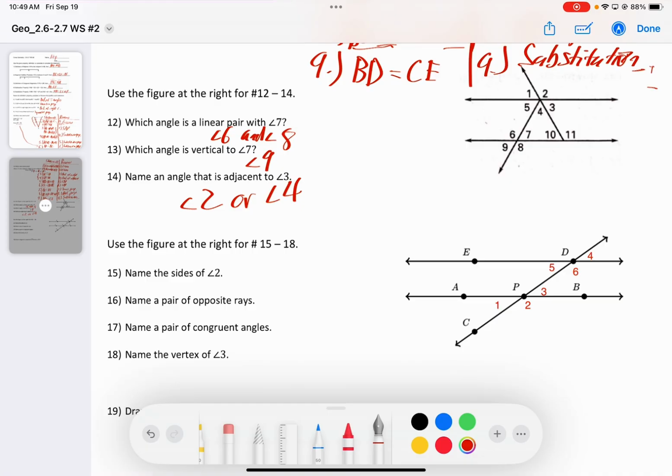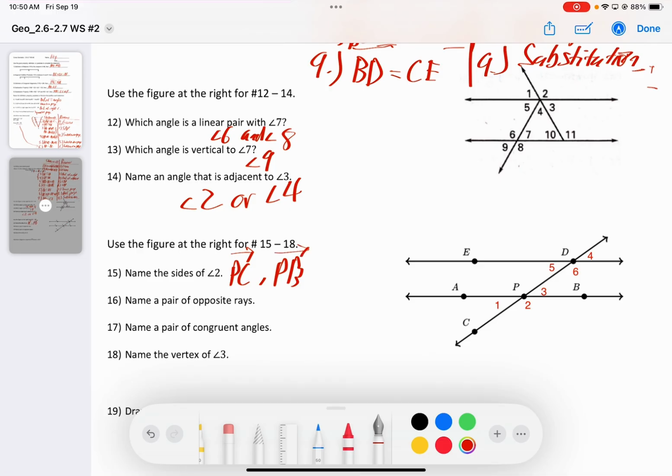What are the sides of angle 2? Your sides are what geometric figure? It's a ray. So then how would I name the rays for angle 2? PC and PB. Good. So I'd say PC, ray symbol above it, PB.